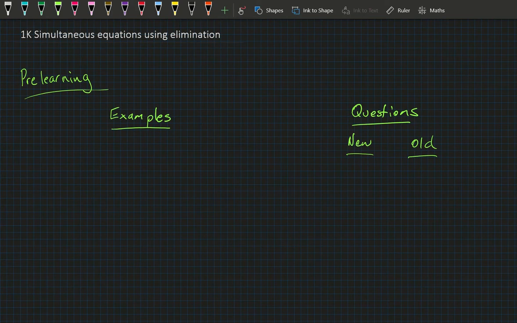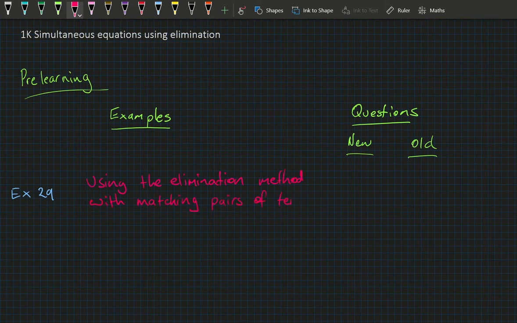Hi class, welcome to exercise 1K, simultaneous equations using elimination. So obviously we're continuing with our simultaneous equation journey, but we're learning a new method called elimination. And in this exercise we'll have example 29 using the elimination method with matching pairs of terms.